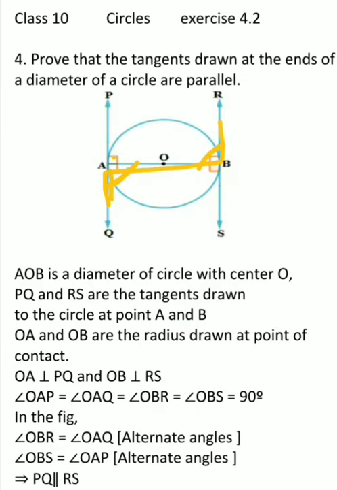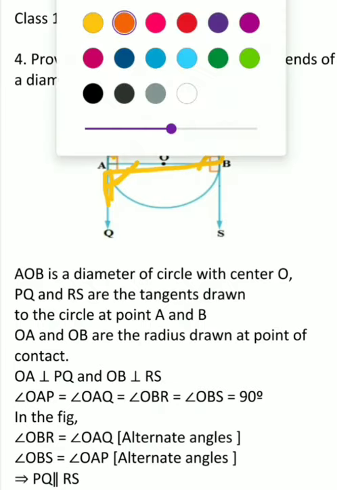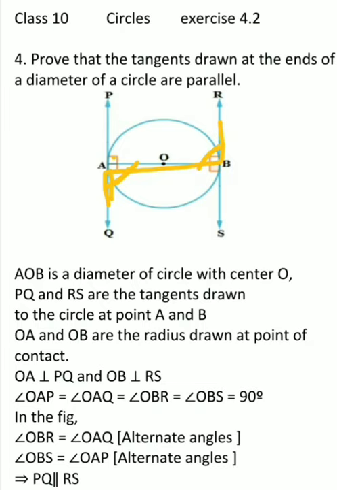Now, likewise, angle OBS is equal to angle OAP. Again we can see in the shape of Z, these two angles are equal. Reason? Alternate angles. If our alternate angles are equal, then the lines must be parallel. Therefore, hence proved, PQ is parallel to RS.